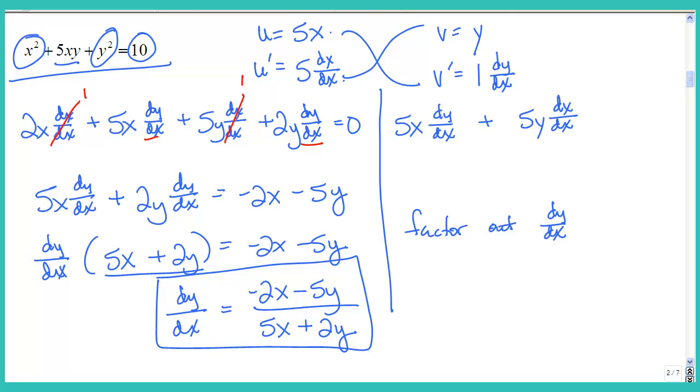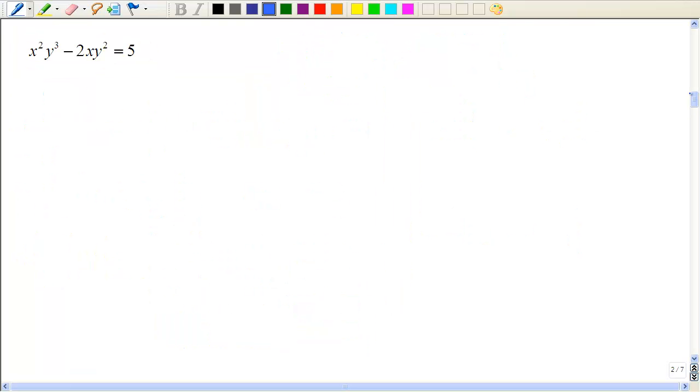An ugly answer, but not difficult. You just have to recognize the fact that if you've got two variables multiplied together with implicit differentiation, you're going to have to use the product rule. Here we have two product rules. We have that one and that one.